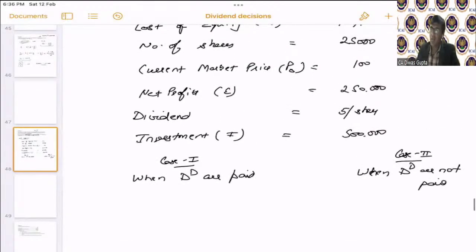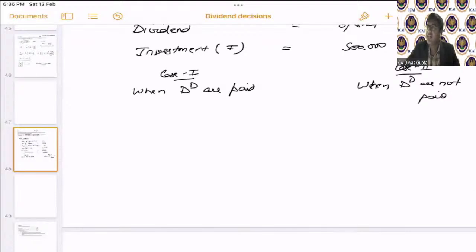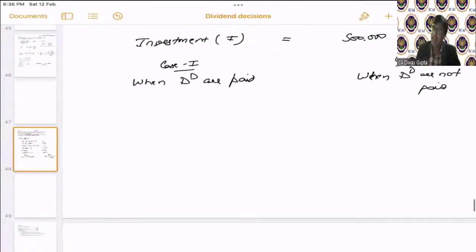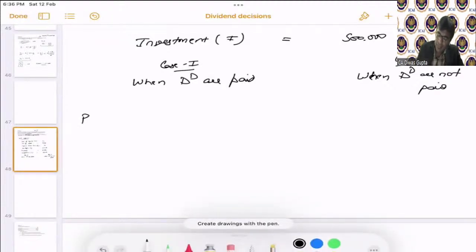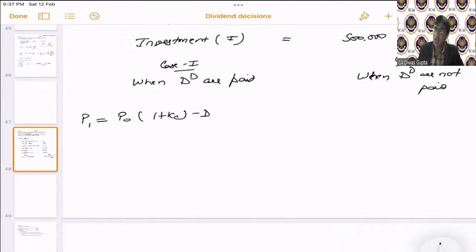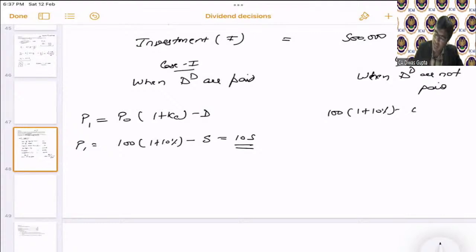Now let us come back to the question again, students. We were discussing this question in which, first of all, the dividends are paid. So in case the dividends are paid, P1 is equal to P0 (1 + KE) minus D. So P1 comes as 100 (1 + 10 percent) minus the dividend of 5 rupees, so 105 is the valuation. Similarly, here also 100 (1 + 10 percent) minus 0, so this becomes 110.